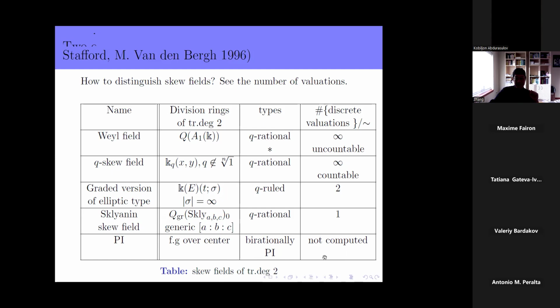But still, if we look at the last column, the number of discrete valuations, we see immediately that the first 4 classes are non-isomorphic skew fields because they have different invariants. I mean, uncountably many, countably many, 2, 1, these are different numbers. Obviously, the number of discrete valuations is an invariant of the algebra. So immediately, these 4 are non-isomorphic skew fields.